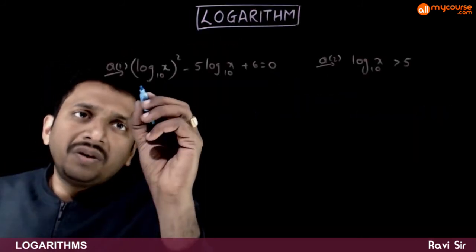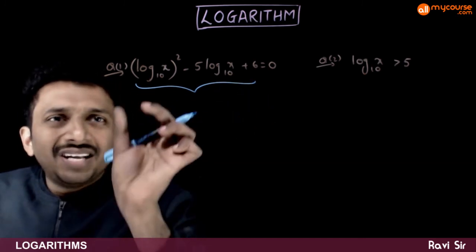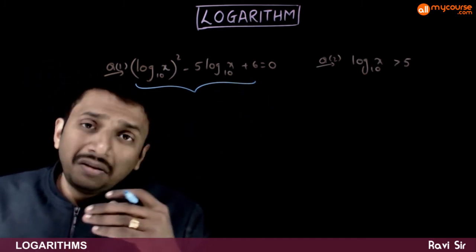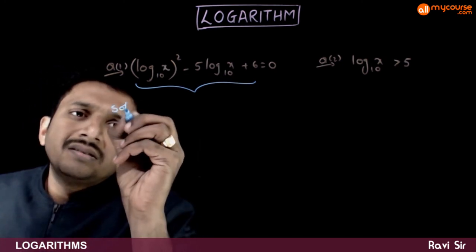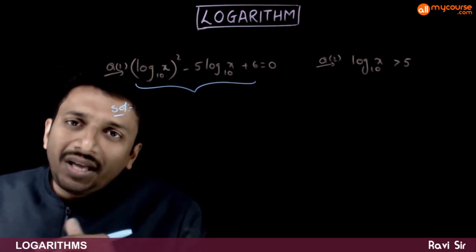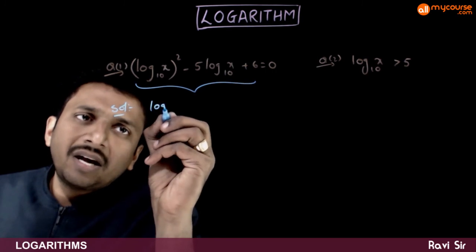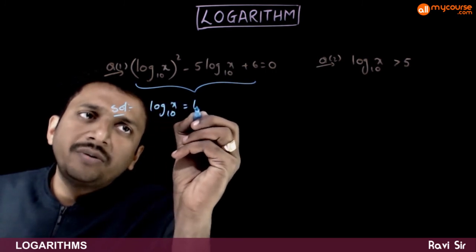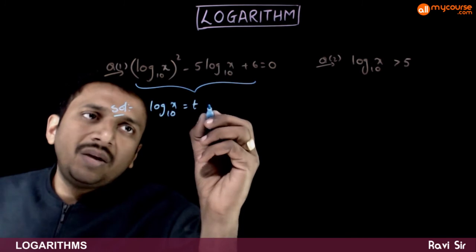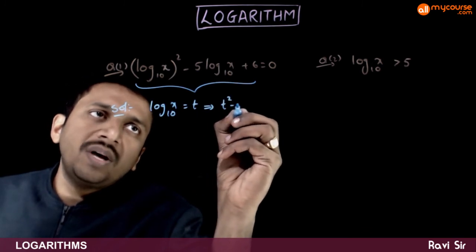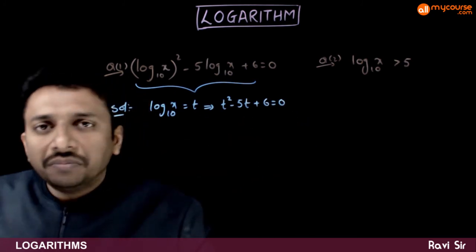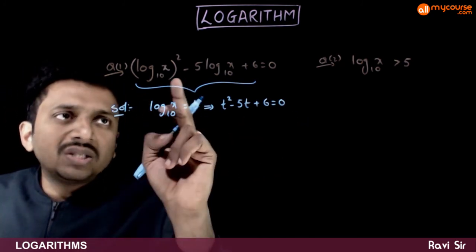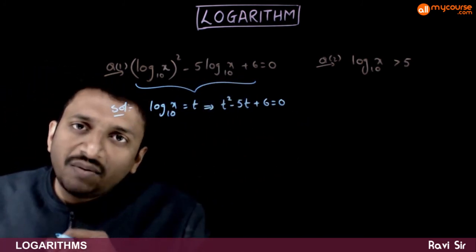So in this question, you're given a quadratic equation in terms of log x. You're asked to solve this equation. So first, this is a quadratic equation. Let us say log x to the base 10 is equal to t. So what does this equation become? This equation becomes t square minus 5t plus 6 is equal to 0.